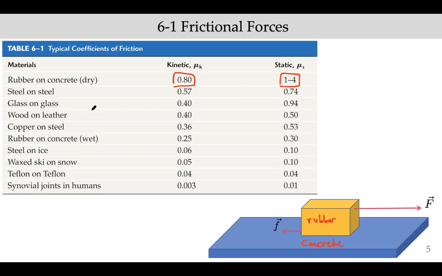And you can look at different coefficients here for different objects: wood on leather, copper on steel. If you go down here, steel on ice, it's getting smaller and smaller. Wax ski on snow is even smaller, and Teflon on Teflon is also smaller. If you look at the smallest one, it's the friction in human joints. It's really, really small.